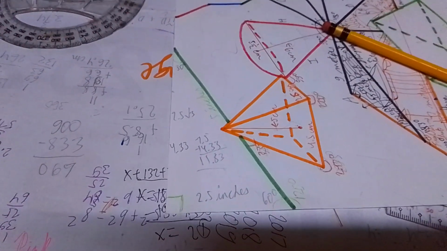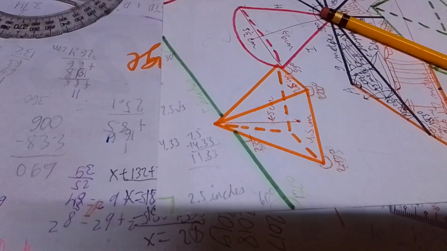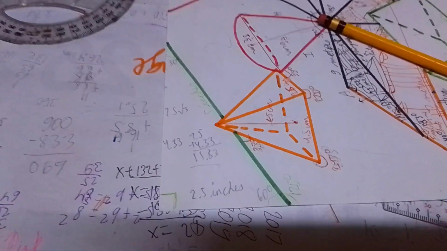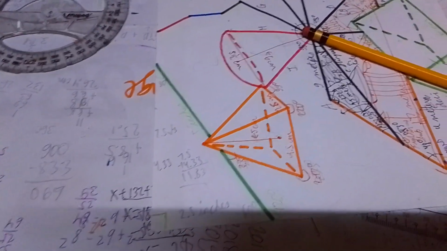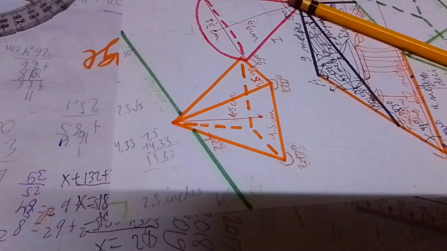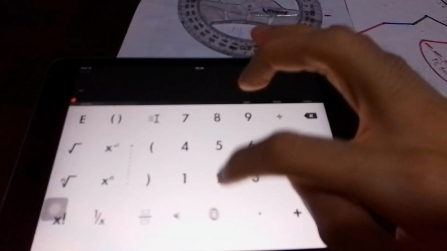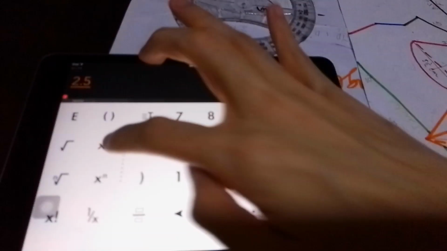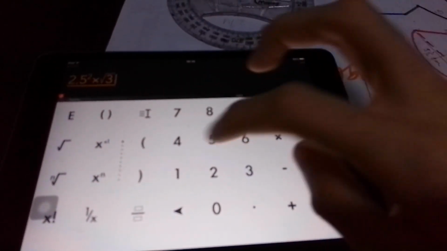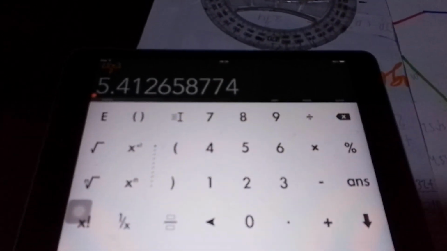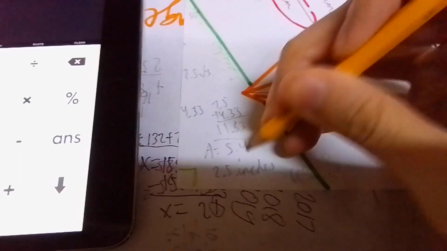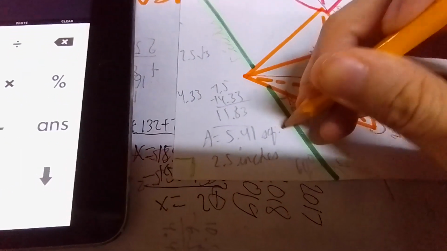Now to solve for the area, it's easy. Base times height, then divide by 2. So base times height, or 2.5 squared times the square root of 3 divided by 2. Let's see what happens when we log in to the calculator. So we have 2.5 squared times the square root of 3 divided by 2. So the area of your triangle must be 5.41 square inches. That's it.